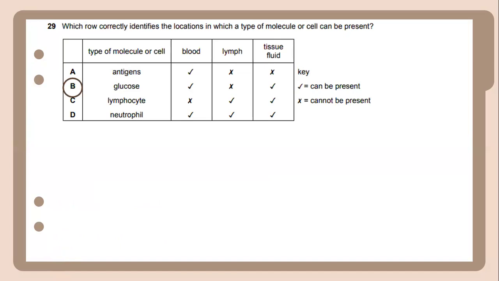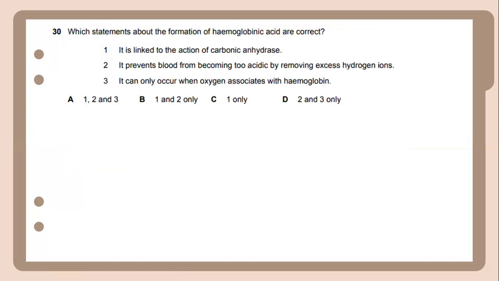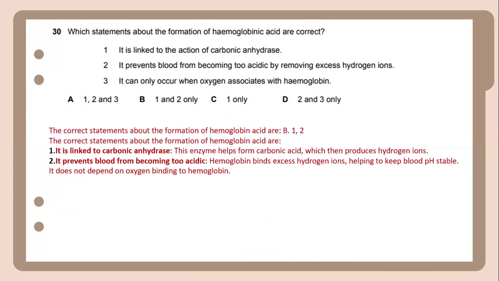Which row correctly identifies the location in which a type of molecule or cell can be present? The correct row for identifying the location in which each type of molecule or cell can be present is B. Glucose is found in the blood and tissue fluid, but not typically in lymph. Which statements about the formation of hemoglobinic acid are correct? The answer will be statements 1 and 2.